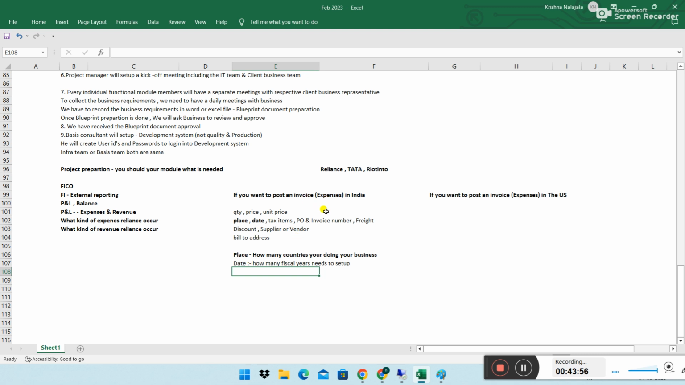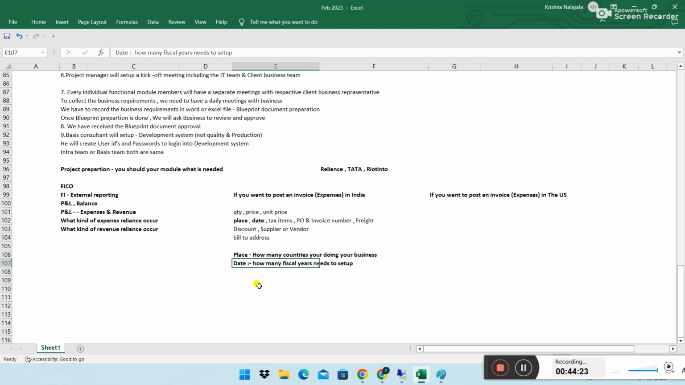Now the other things are quantity, price, unit, invoice number, freight, discount, vendor, bill to address. These are all related to required information that we will talk about at a later stage whenever needed. For now, you need to know the places and dates. These are very much important, right?